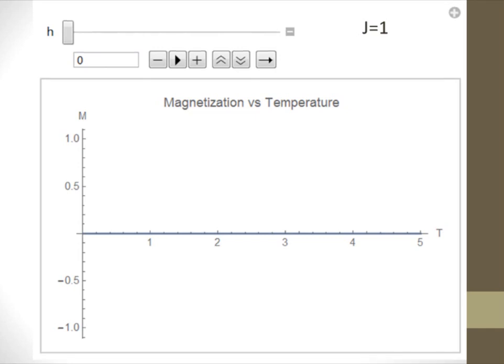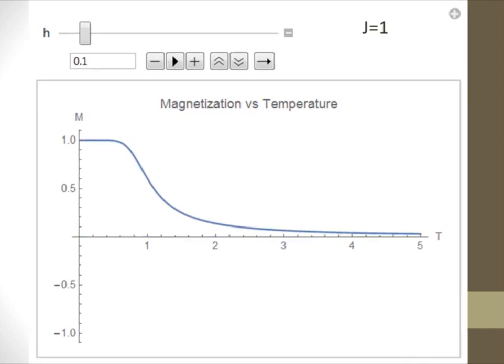Now let's look at what happens when we increase the field. With just a slight increase in the external magnetic field, the magnetization jumps to 100% around t equals 0. Even a small magnetic field lowers the parallel energy state enough to cause all the particles to align at low temperatures. Note the region of constant magnetization equal to 1.